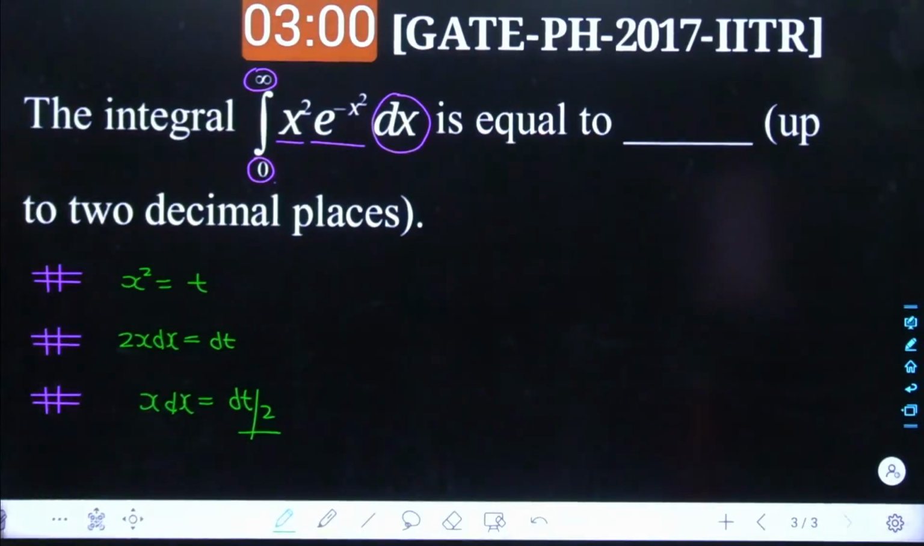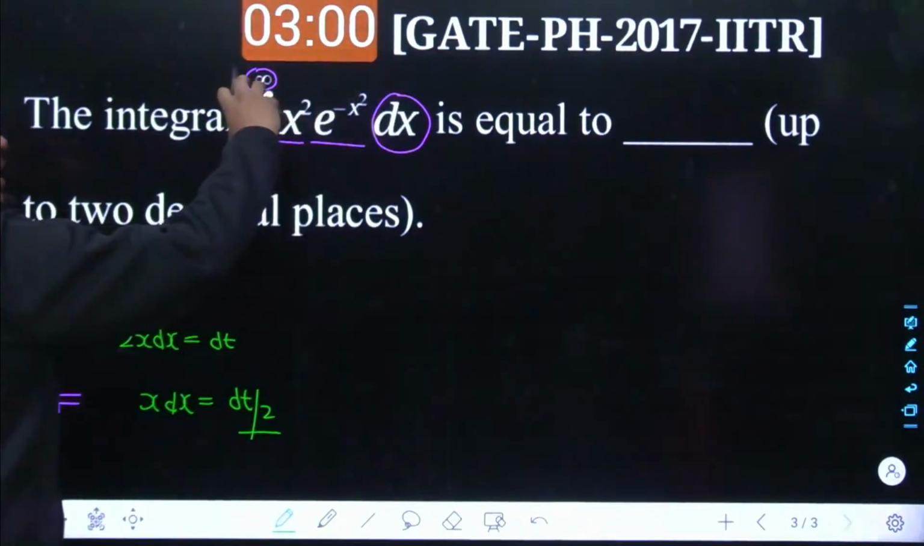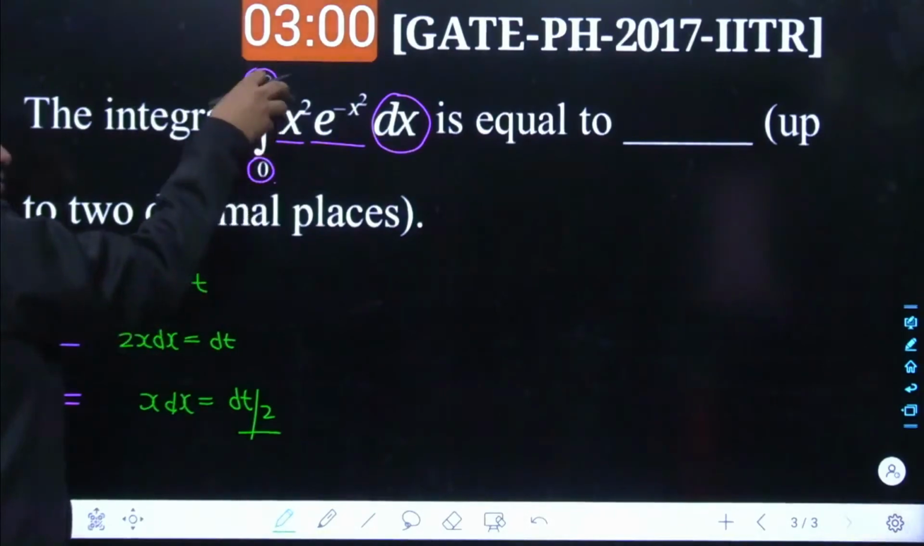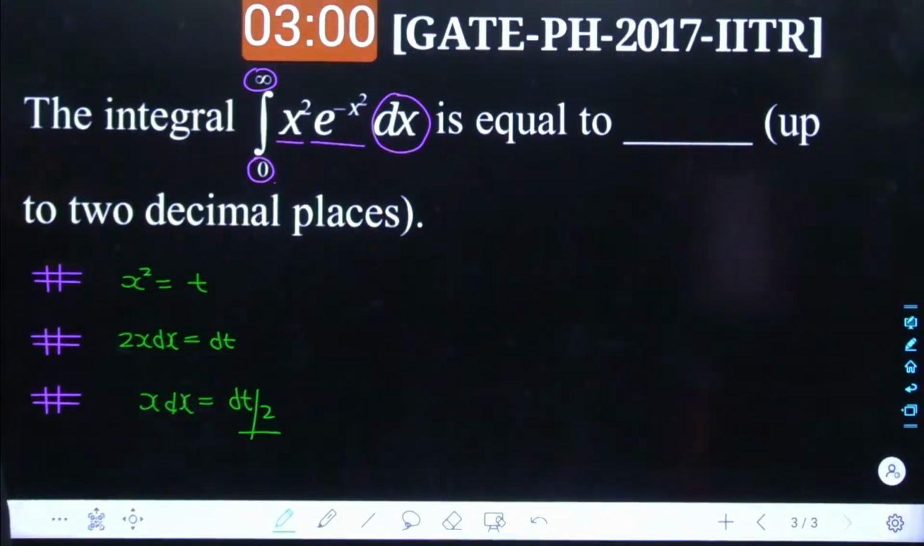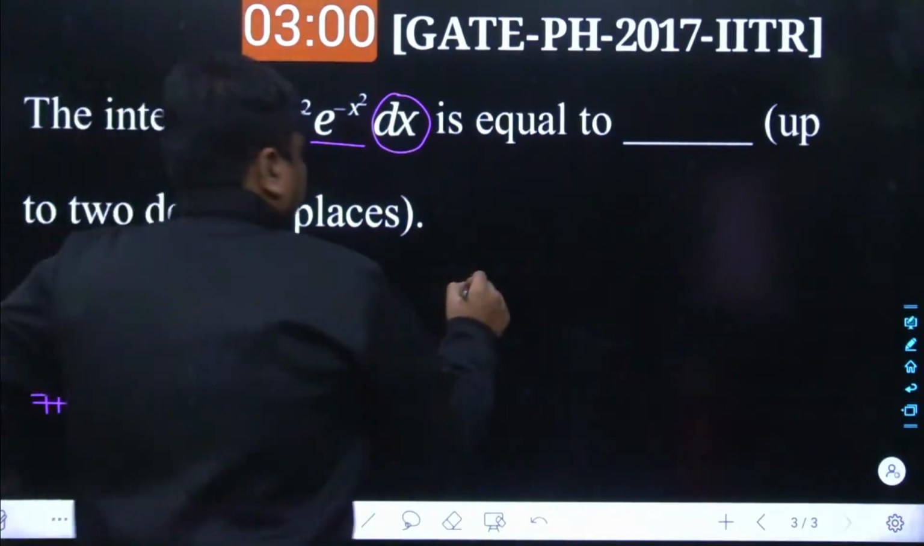Why had I taken x dx together? Because the dx has already been coming along with the x square. So obviously one x can be borrowed from here. So the x dx could be written as dt by 2. So this part is okay.